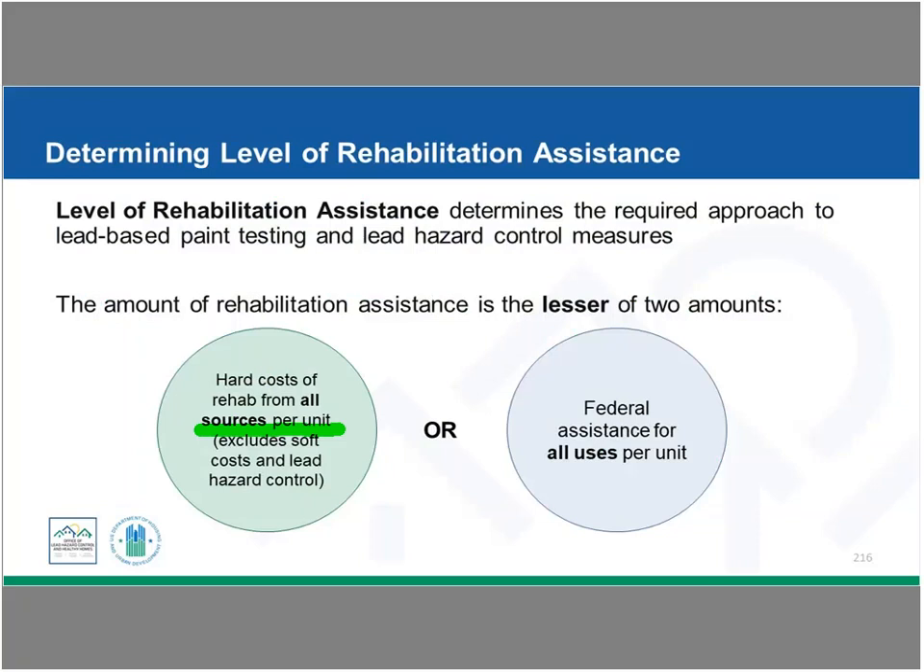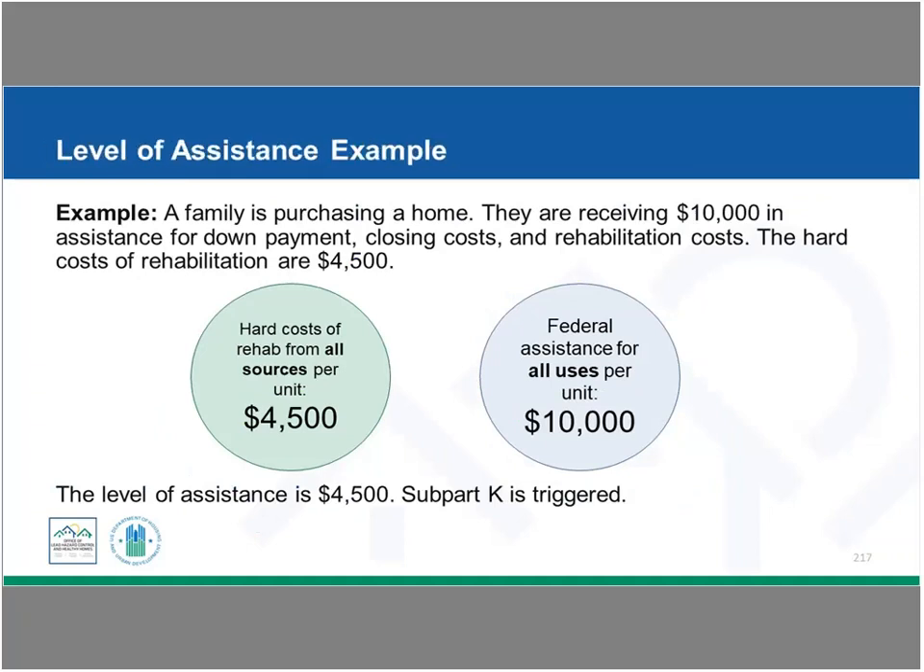Particularly with acquisition assistance, a lot of times we are going to see no rehabilitation, or we're going to see very minor. So we're looking at rehab costs except for our soft costs and lead hazard control costs, or we're looking at the federal assistance for all uses for that unit. And we're going to look at the lesser of the two, and that's how we're going to determine whether this is up to and including 5,000 or it exceeds that. That's our big determination of whether it falls under Subpart K if we have rehab happening, or whether we've essentially kicked ourselves into under J.